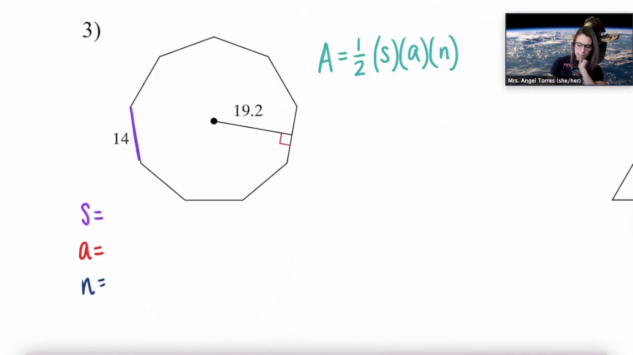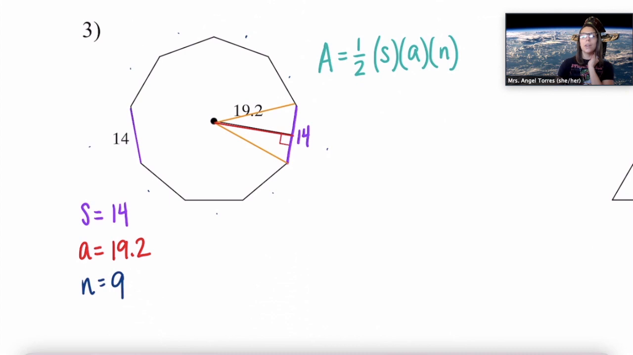So the side length of this polygon is 14, which means if I were to create my triangle by connecting the two radii, the base of this triangle is 14 units. The apothem is the perpendicular bisector, or the distance from the center to the side, and that has a length of 19.2. And this polygon has 1, 2, 3, 4, 5, 6, 7, 8, 9 sides, meaning it is a nonagon. So we start by finding the area of our triangle and multiply it by 9.